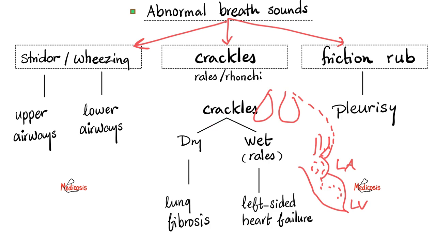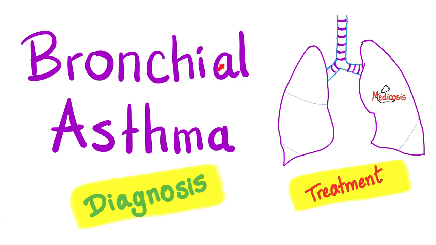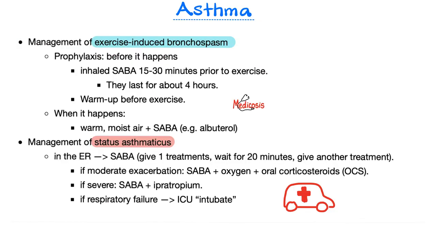Dry crackles, on the other hand, do not have water. They could be heard in many situations, including lung fibrosis. Last, the emergency situation of status asthmaticus. To learn more, I have a video called Bronchial Asthma in my pulmonology playlist. Remember that not all asthmas are created equal. There is intermittent, there is mild persistent, moderate persistent, and the worst, severe persistent. You need to know about these 2 special cases of asthma: exercise-induced asthma and status asthmaticus.